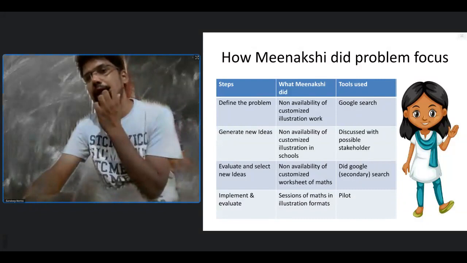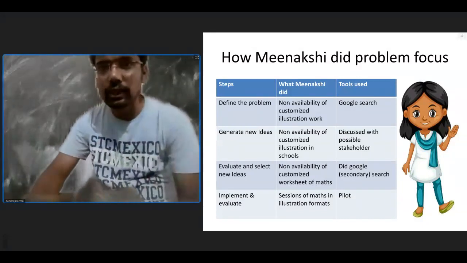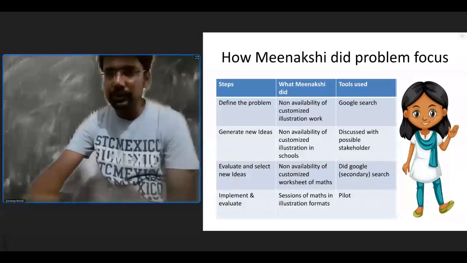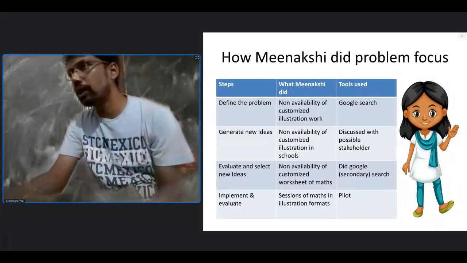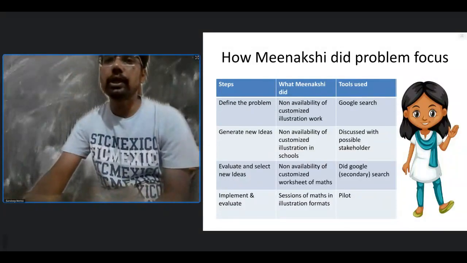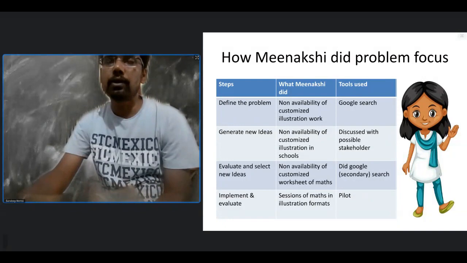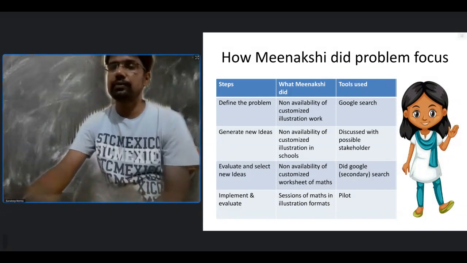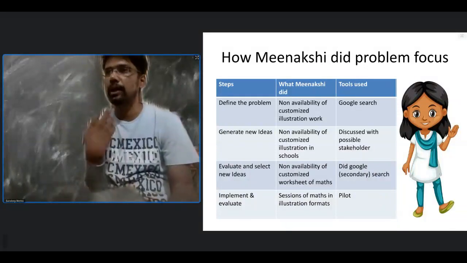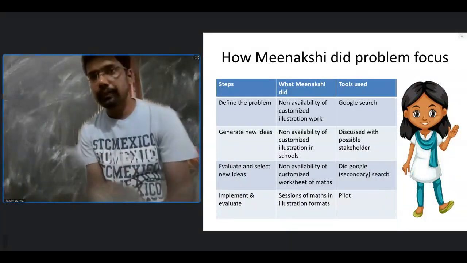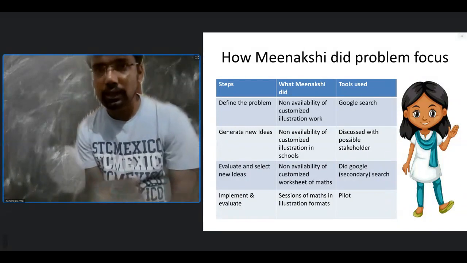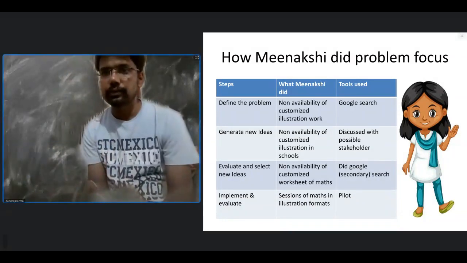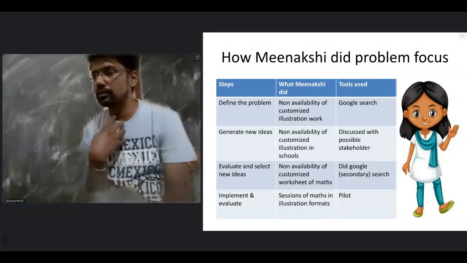So basically what happens in a problem focus, as we were saying, is that you have to define the problem first. I am taking again the example of Meenakshi. Her business idea was Majidar, where she was saying that I'm going to provide fun-filled illustrative worksheets where you can go through different kinds of exercises and solve different mathematical problems. These illustrative sheets are created by her only, based upon the demand which was locally needed. So she defined the problem like this. For her, the idea was that illustrative, ready-made worksheets should be available, and customized in a way that they can be utilized by anyone.